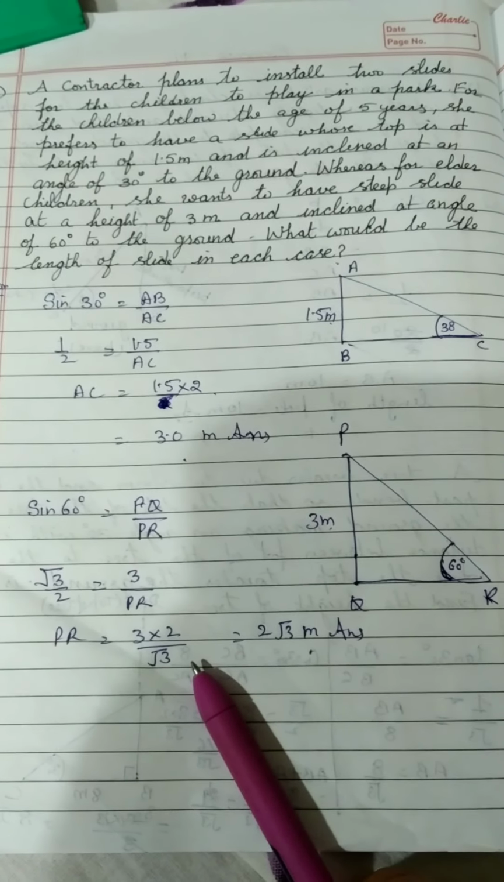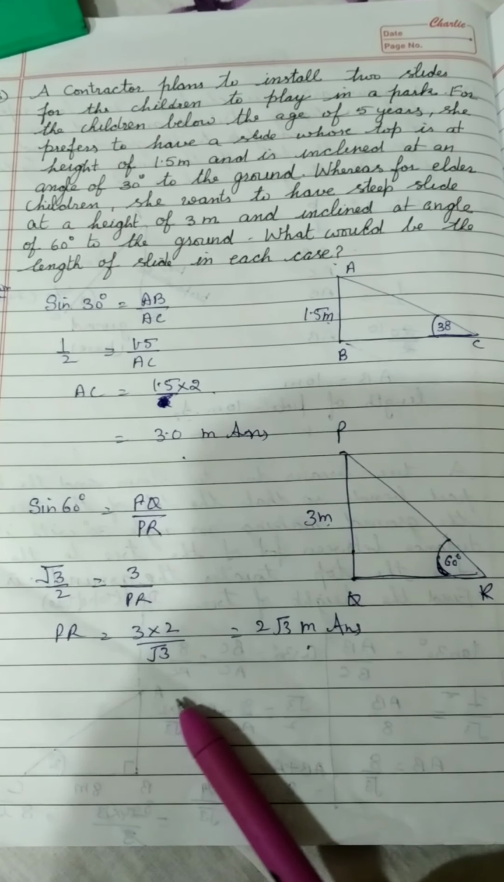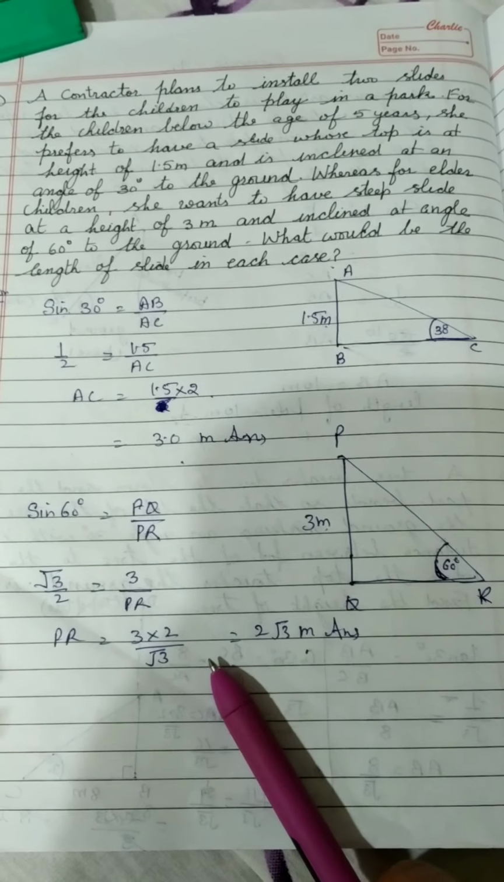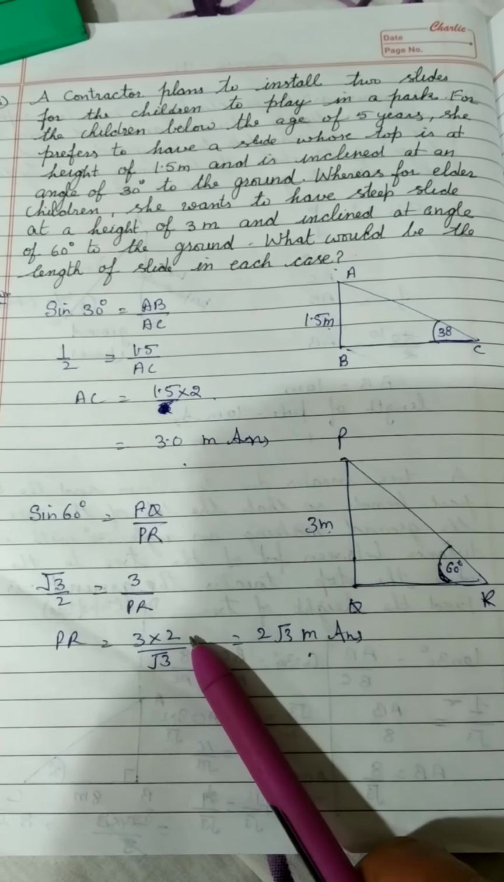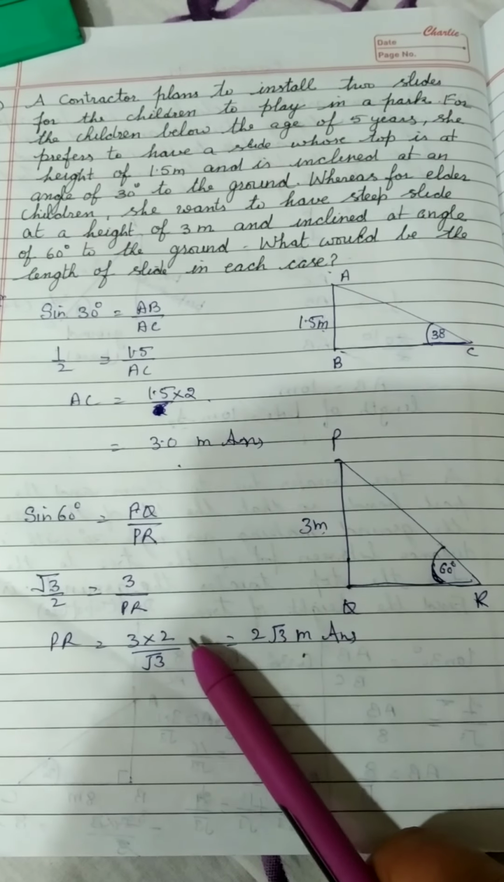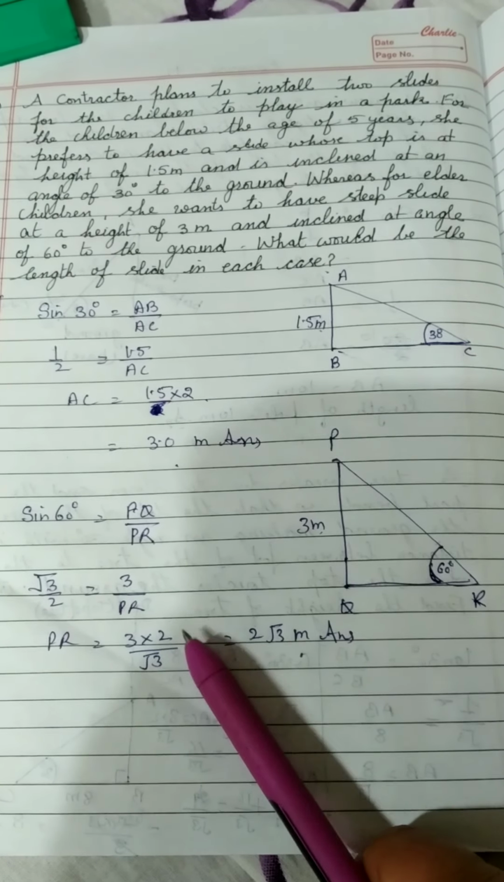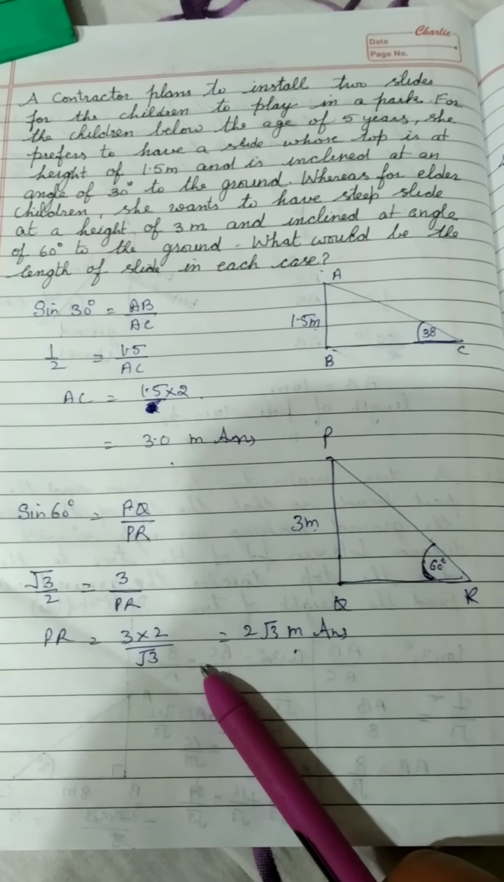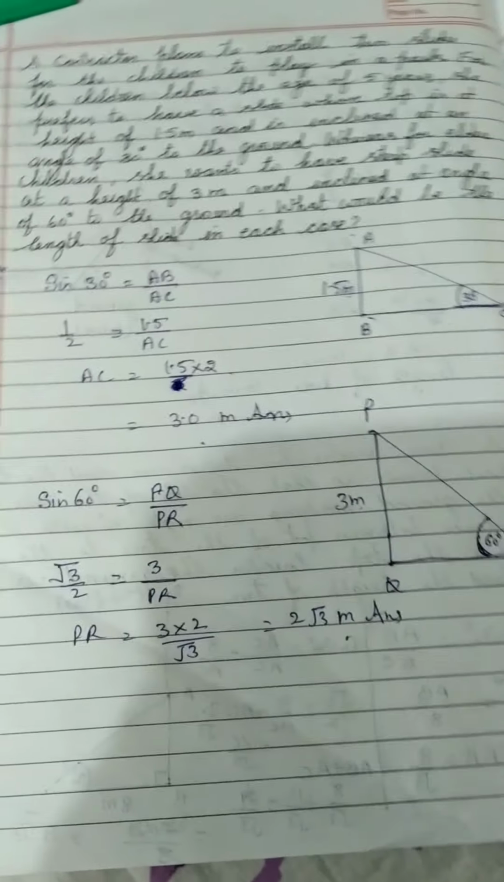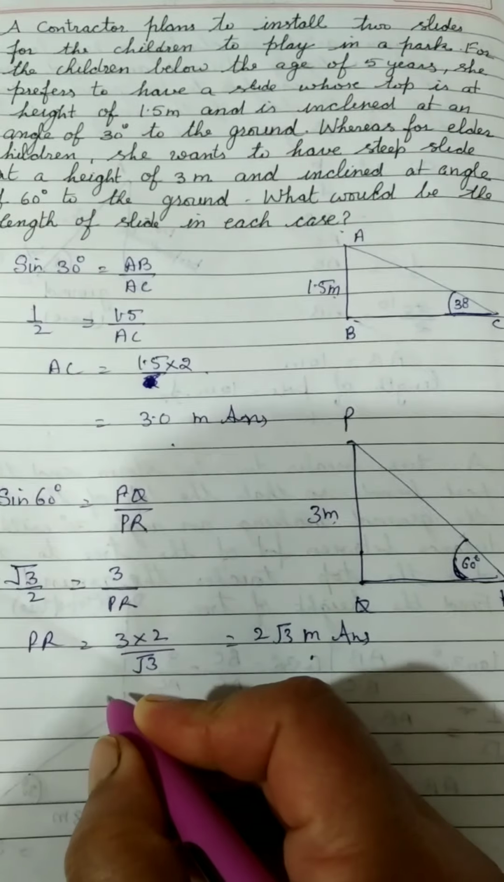Now you must remember that whenever we get the square root term in the denominator, then we must rationalize it. Now we are rationalizing it by multiplying and dividing by square root 3. When we multiply it by square root 3 and divide it by square root 3, then square root 3 into square root 3 will become 3. See here how we do this.